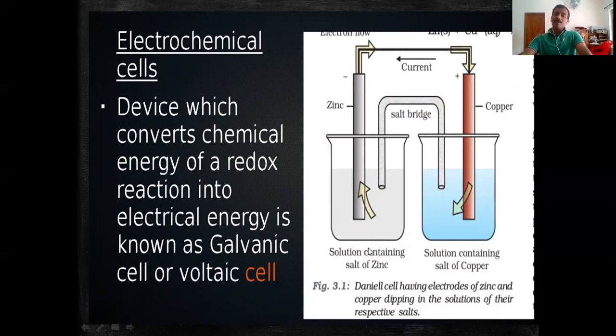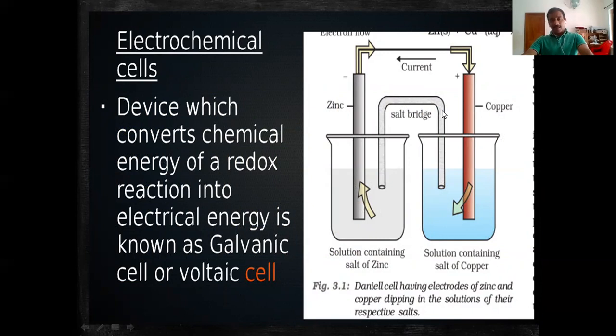It is the anode compartment of this cell. Here it is an electrolyte solution containing Zn2+ ions, can be ZnSO4. This is the zinc rod. Here it is the copper rod, and it is immersed in Cu2+ ion solution. It can be copper sulfate.